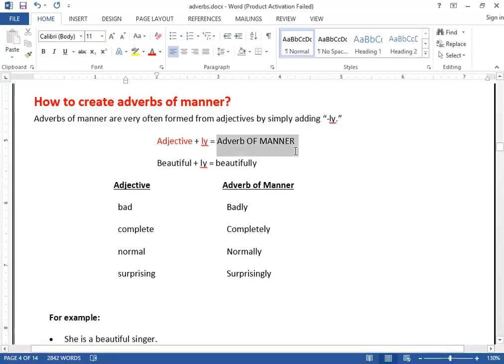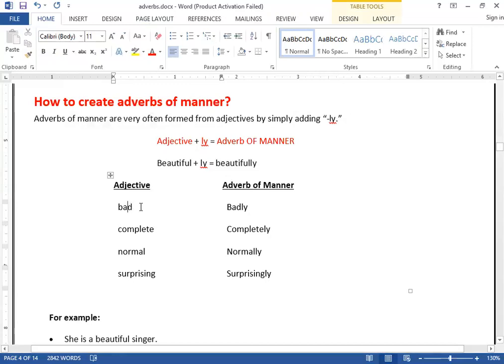It makes what? Adverb of manner. And how does it become, for example, beautiful? What is beautiful here? It's an adjective. We added what? ly. So we have converted it into what? Beautifully. Adverb of manner.